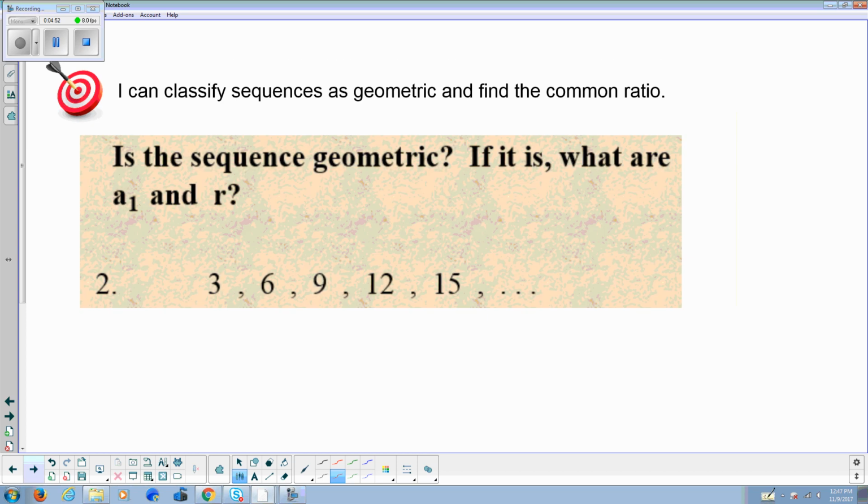Next question, is the sequence geometric? If it is, what are A_1 and R? So again, we're going to do our division. 6 divided by 3 is 2. 9 divided by 6 is 1.5. Is this geometric? Because that ratio is not the same ratio both times, we would say that no, this is not a geometric sequence.